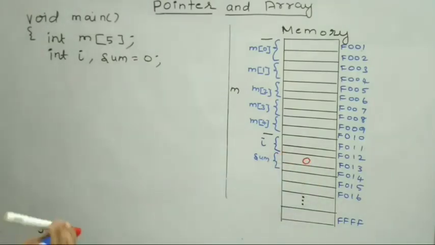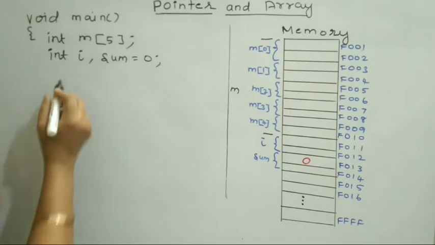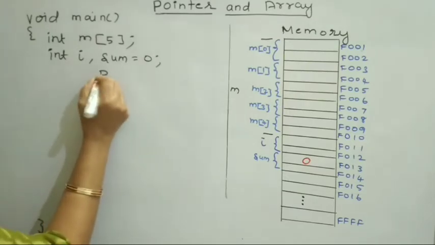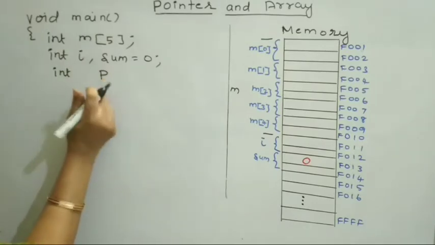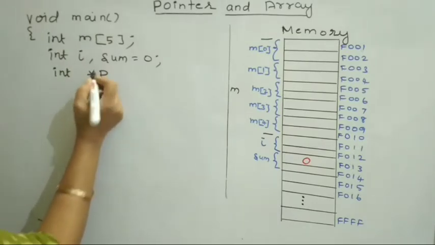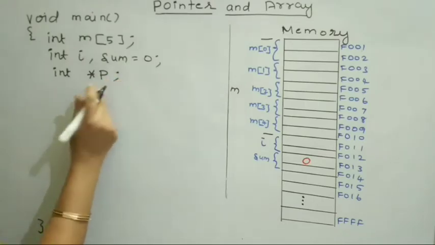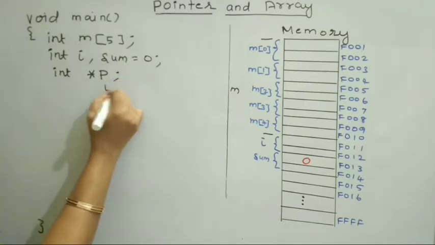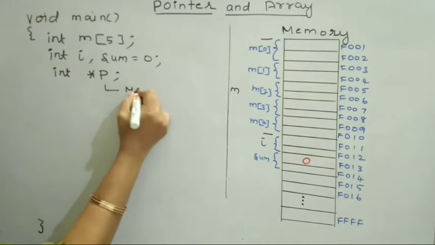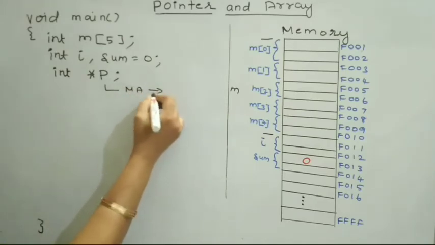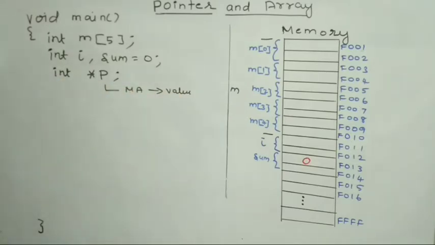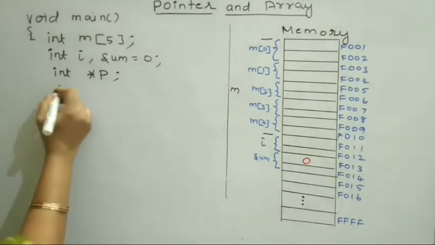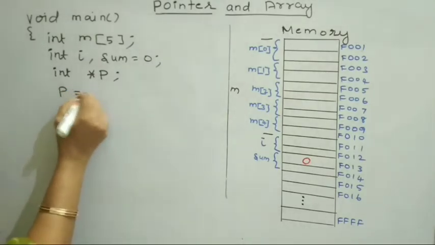Next, I am going to declare a pointer variable. My pointer variable is p, an integer pointer variable. To make it a pointer variable, I prefix a star to the variable name. It specifies that p is a pointer variable, so the content of this pointer variable can be a memory address. This memory address can hold a value, and the data type of this value should be an integer.